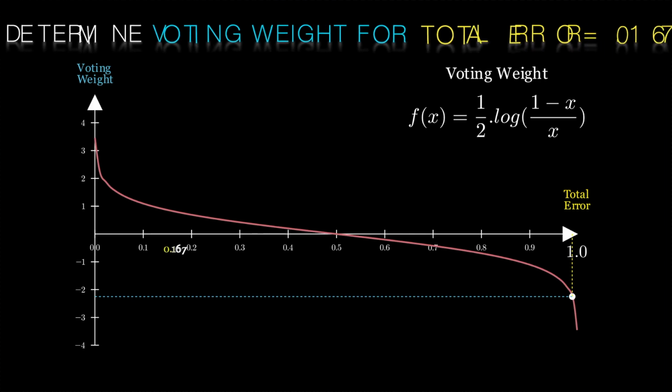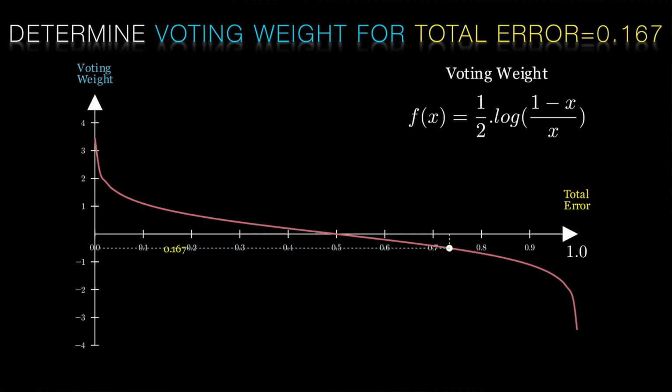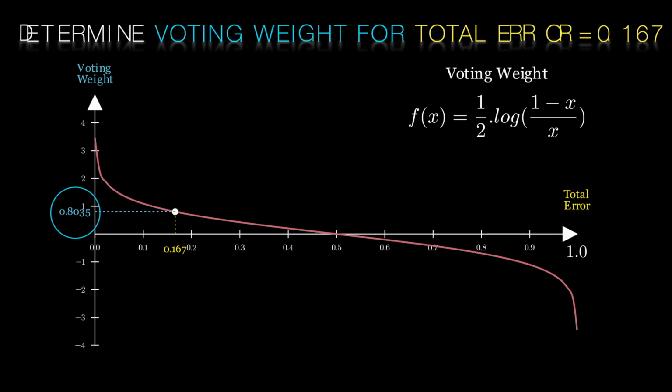We can plug in the total error for this stump, recall 0.167, and when we run the calculation or read off the chart, we see that this stump's voting weight is 0.8035. It's the sample weights for the incorrectly classified samples that determine the voting weight for each stump.